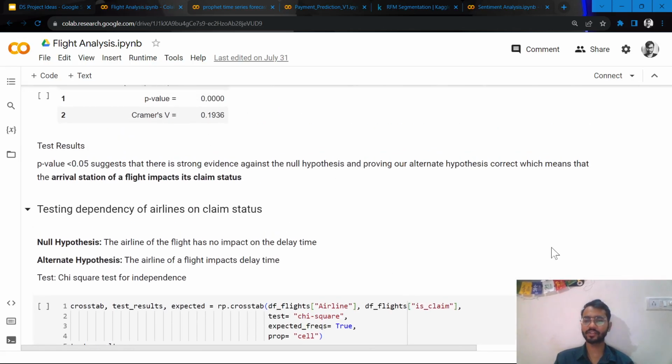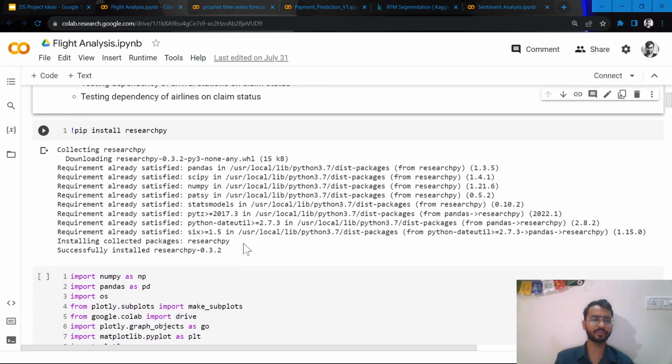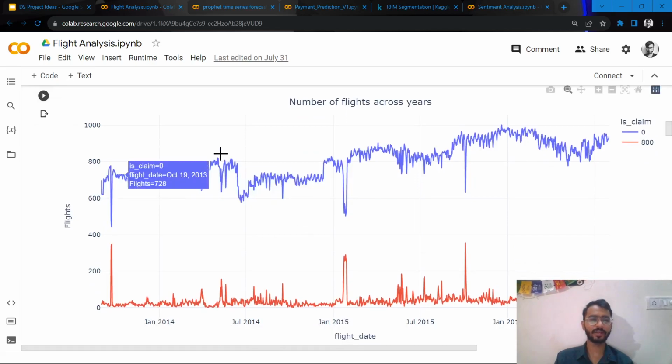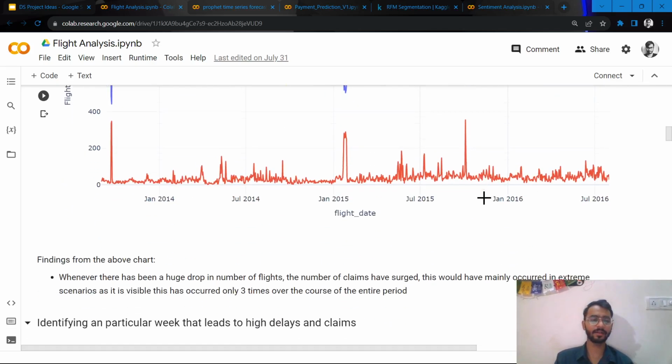This is a flight-related data set where, if the flight of the customer has been delayed, then they can file a claim for that. I'll just give you a very high-level overview of how I went about this analysis. I have basic plots showing the number of flights across years, and how many flights received a claim versus no claim. You can see here there were flights where we had a claim and is claim 0 and 800.